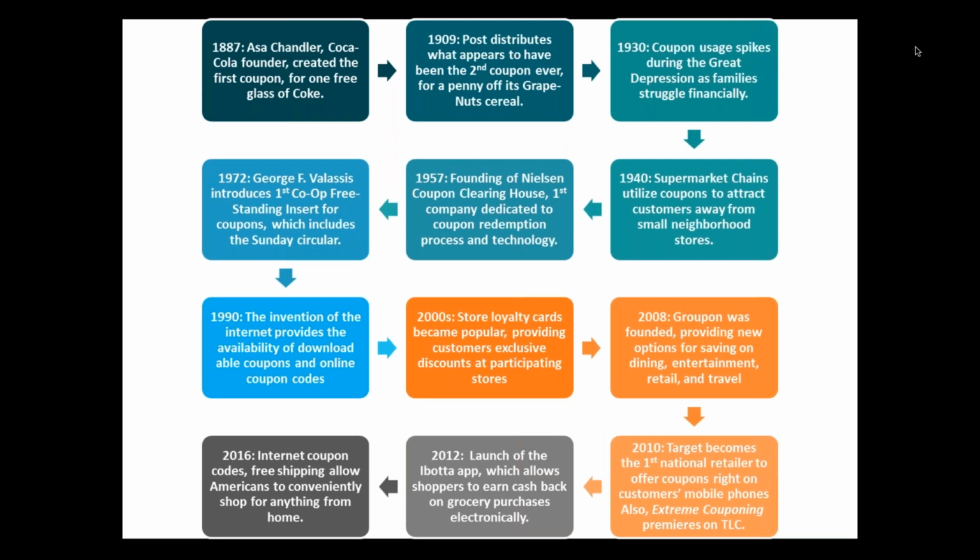2008, Groupon was founded. 2010, Target becomes the first national retailer to offer coupons right on customers' mobile phones. That's not that long ago. 2012, launch of the Ibotta app, which allows shoppers to earn cash back on grocery purchases. And we can offer that now, as I've shown you guys, with the points per dollar. That's cashback rewards via our loyalty card system. In 2016, internet coupon codes and free shipping allow Americans to conveniently shop anything from home.